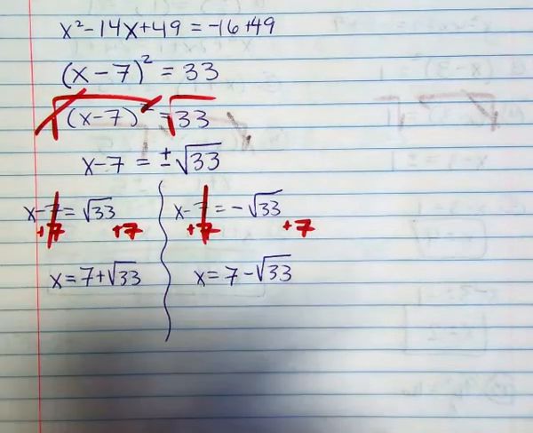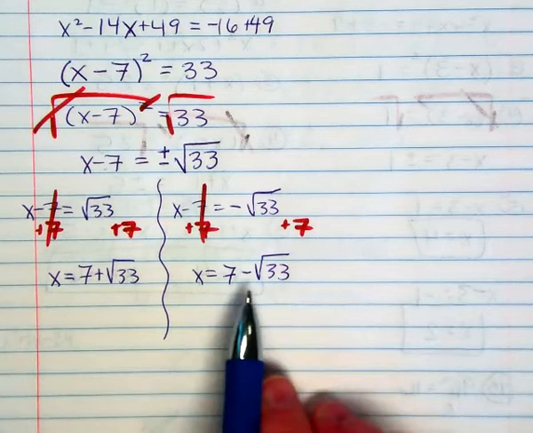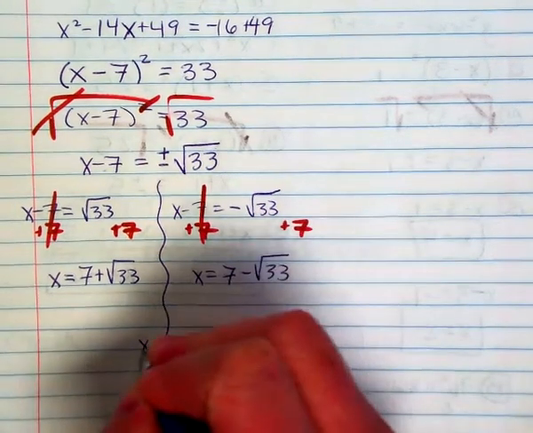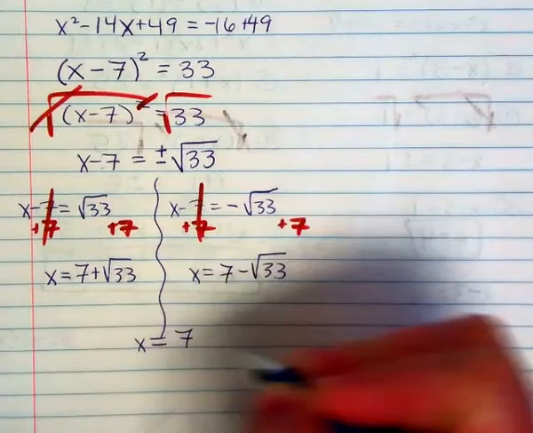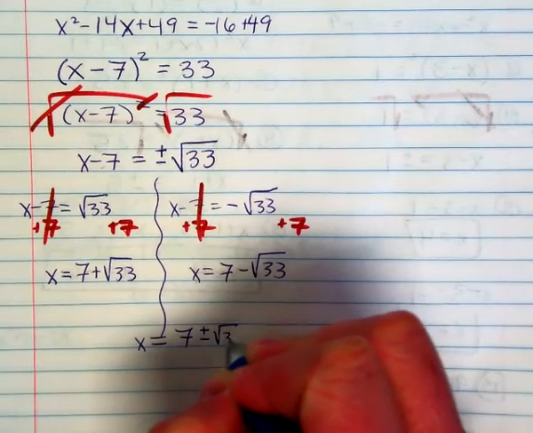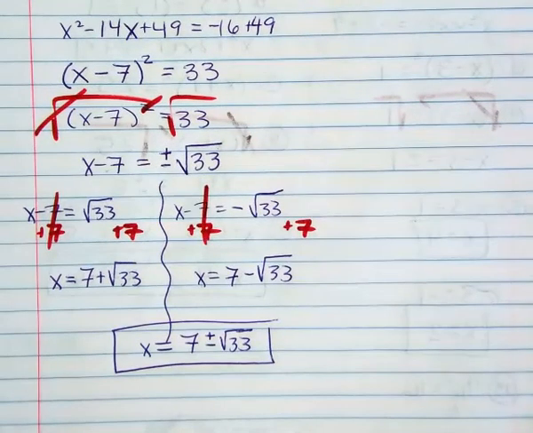To consolidate this, and you will see it this way, 7 plus root 33, 7 minus root 33. To consolidate, it will look like this. X equals 7 plus or minus the square root of 33. That is how you will be expected to write the final answer.